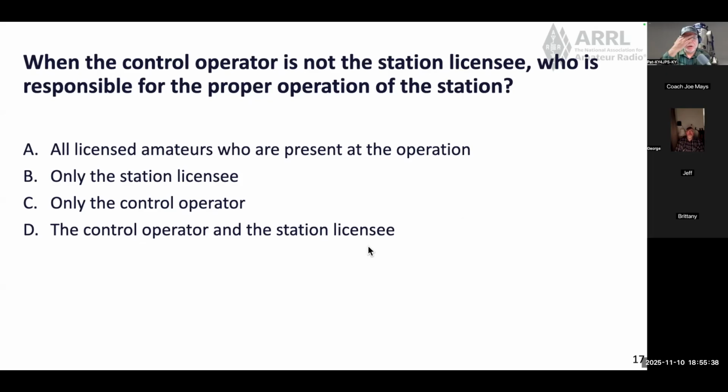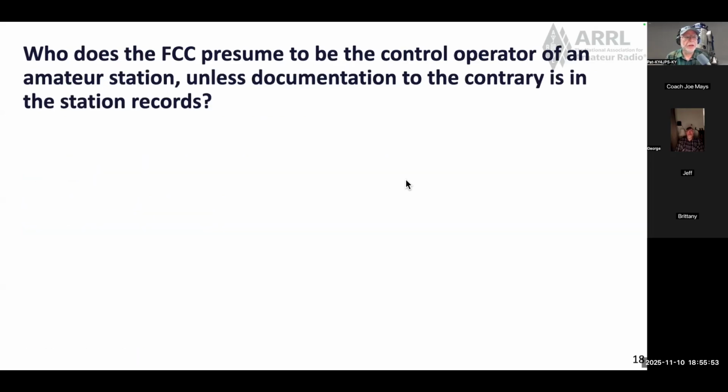So if you've got somebody there operating your radio, they may not know the condition of your antennas and all that stuff. So you, as the owner of the station, are responsible as well. So the answer is going to be D.